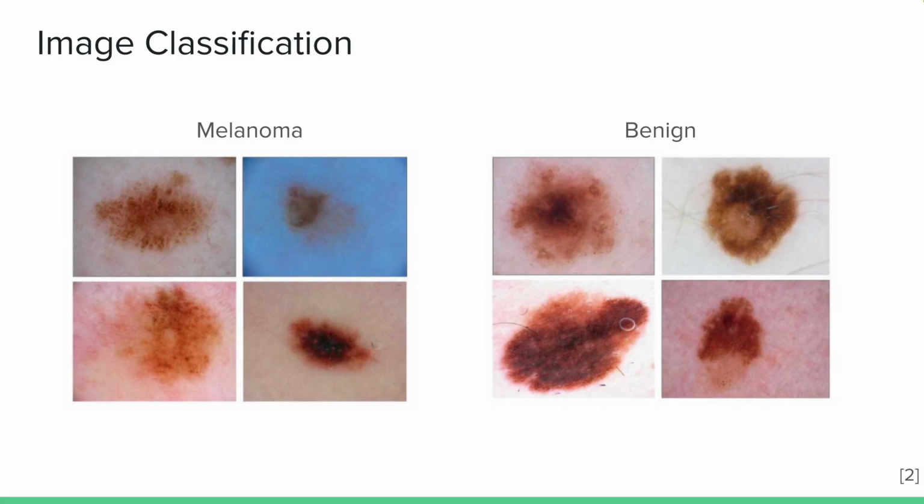The researchers found out that this was the underlying problem, because if you just removed the ruler, it always said it's benign, which obviously is not true. So they fixed the data and they retrained it, and then it worked much better. So be aware that your dataset has to have certain properties for this to work.